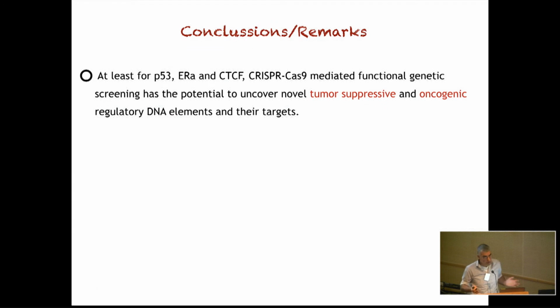So just concluding those studies in short, I would say that at least for these cases, p53, estrogen receptor alpha, CTCF, we could use this CRISPR-Cas9 technology to functionally, genetically perform genetic screens. And we could conclude that they have the potential to uncover regulatory DNA elements and enhancers with tumor suppressive or oncogenic function. Identify their targets and thereby their function.